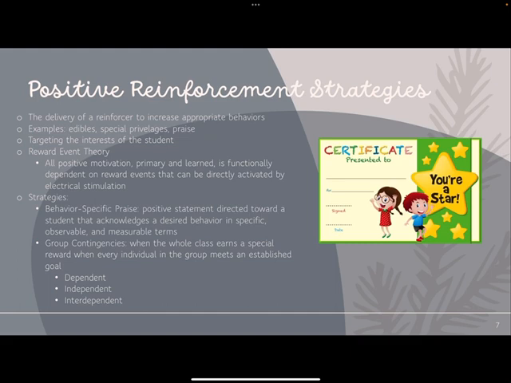Before diving too deeply into that, there are specific strategies that we've even discussed within our modules that are positive reinforcement strategies. One of these is behavior-specific praise, like I mentioned before. "Hey, Billy, great job today. I'm really proud of you." Or group contingencies, specifically interdependent, when the whole class earns a special reward when every individual in the group meets an established goal. These are types of positive reinforcement strategies.